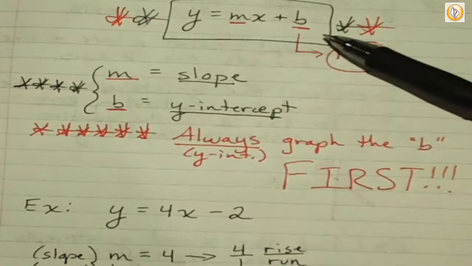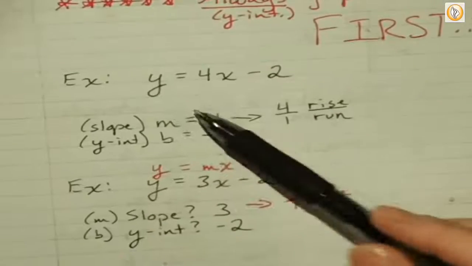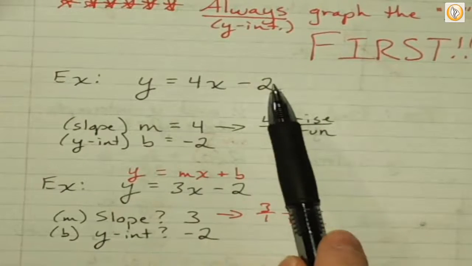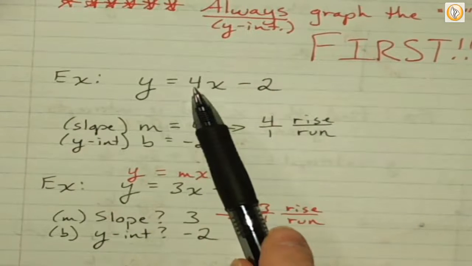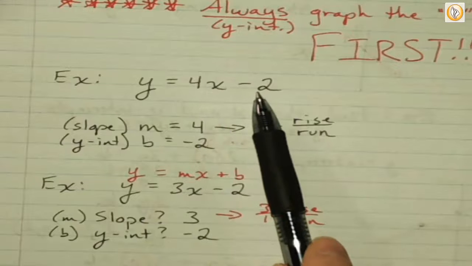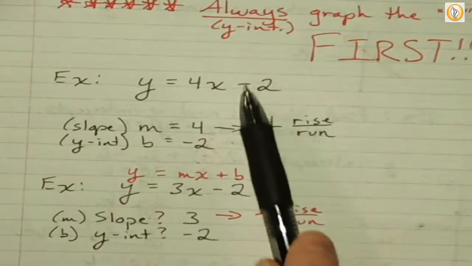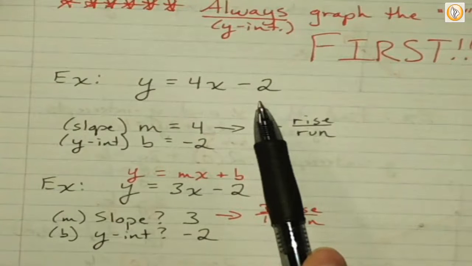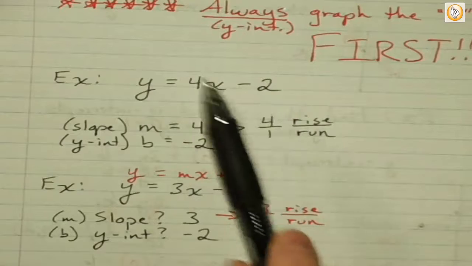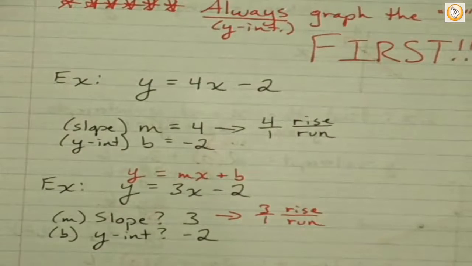So when you have an equation like this, in fact, here's an example. Here's the equation. Y'all determine that this is the slope, this is the y-intercept, okay? If I were to tell you to graph this, you would put this -2 on the graph first in the form of a dot, okay? Then from there, you do your slope, okay? All right, good.